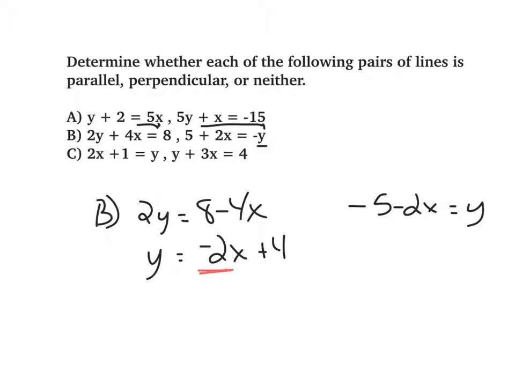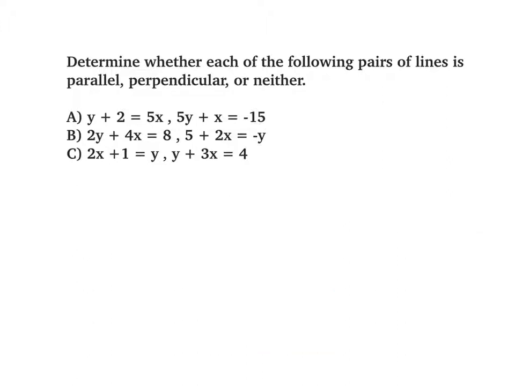So slope of that one's negative 2. Slope of that one's negative 2. They're both the same. That means those two lines are parallel. And let's look at one more, part C.